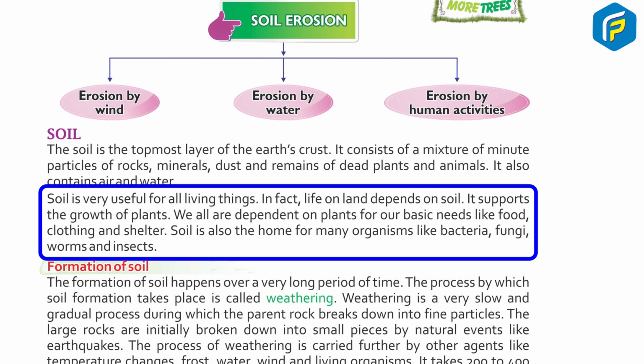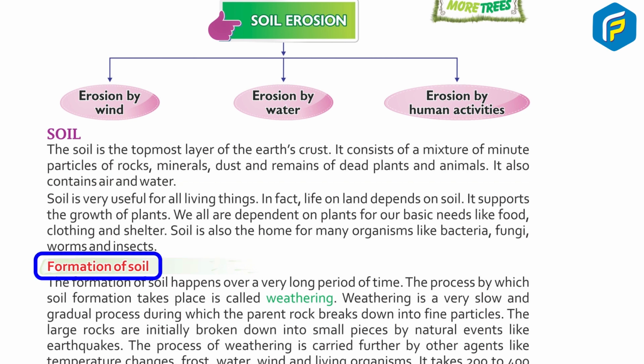It supports the growth of plants. We all are dependent on plants for our basic needs like food, clothing, and shelter. Soil is also the home for many organisms like bacteria, fungi, worms, and insects.